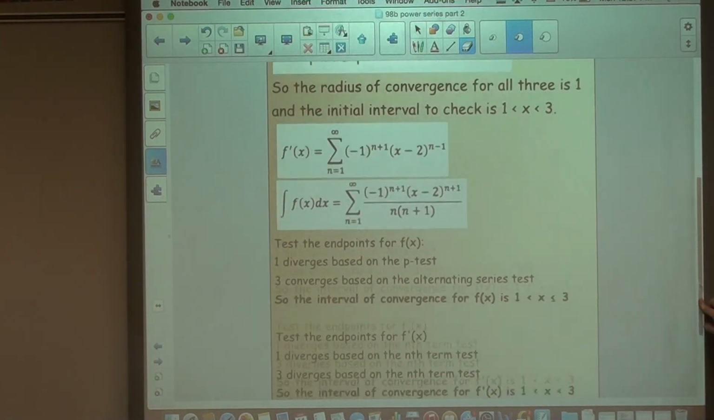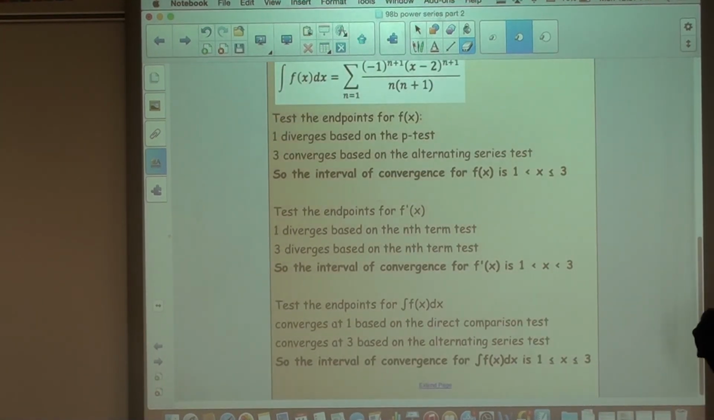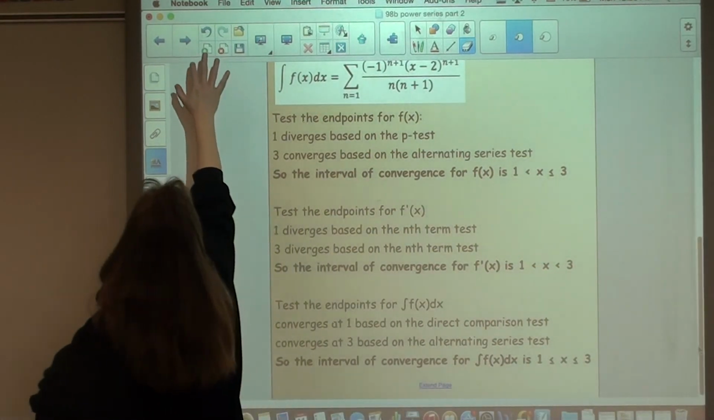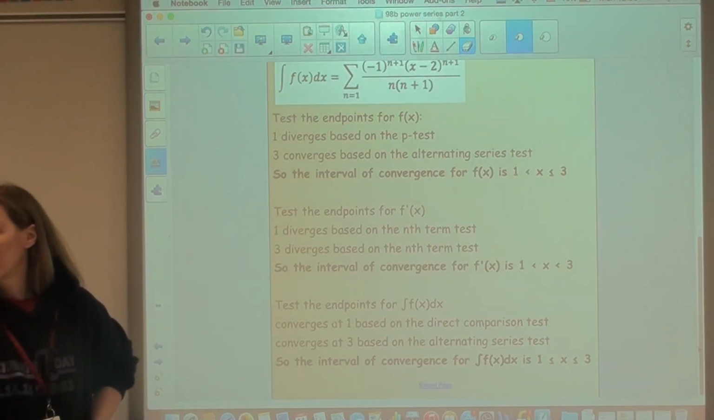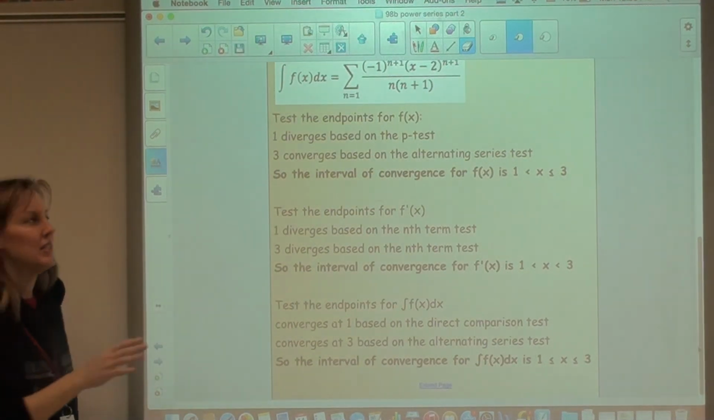Good. Other questions? I just have negative 1 to the n. Is that what I'm using? Yes. All right. Do you guys feel like you've got this okay? Feel fairly comfortable with this?